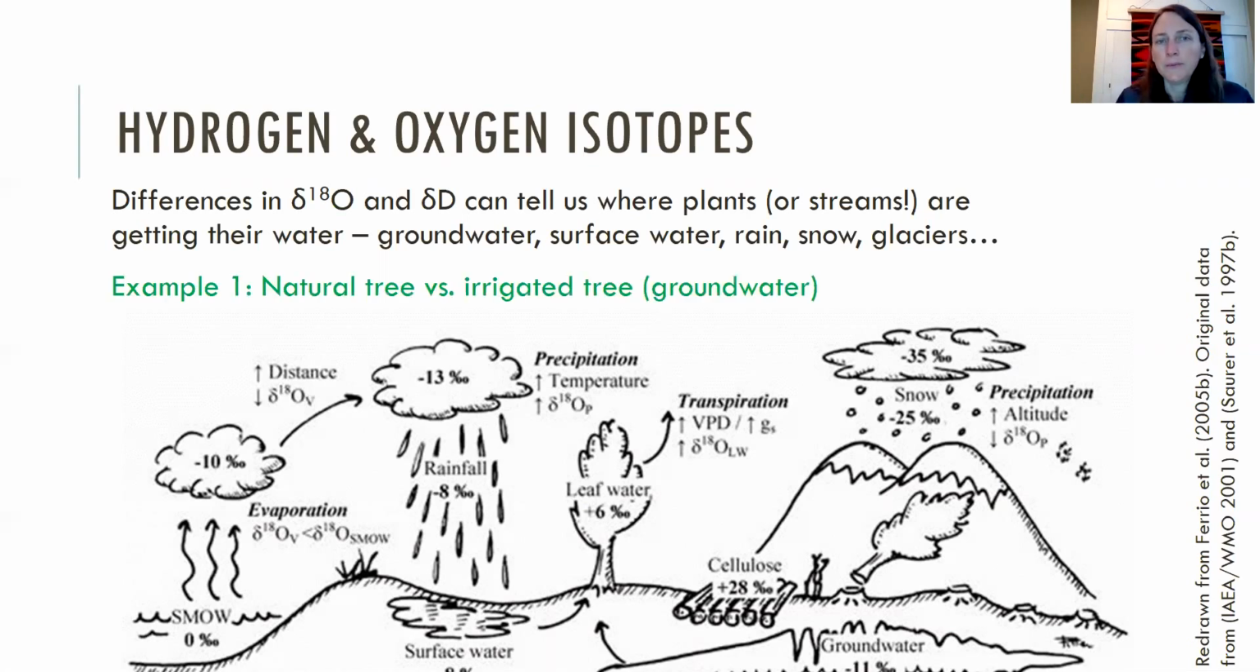So for example, say you have some trees and you take some leaf tissue and you're wondering where they were getting their water. If they're getting their water from, say, surface water, or if they're being irrigated from groundwater, you might be able to tell the difference between those two things.